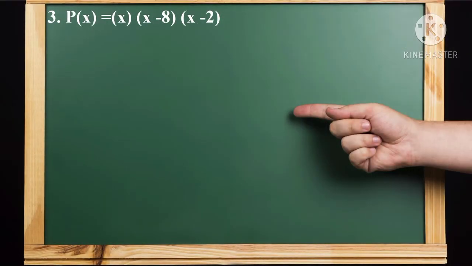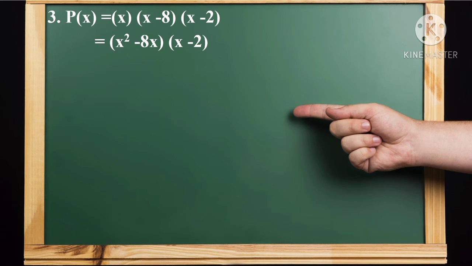For number 3, we have p of x is equal to x multiplied by the quantity x minus 8 times the quantity x minus 2. Then, by distributive property, we multiply x times the quantity x minus 8. So we can get x squared minus 8x.